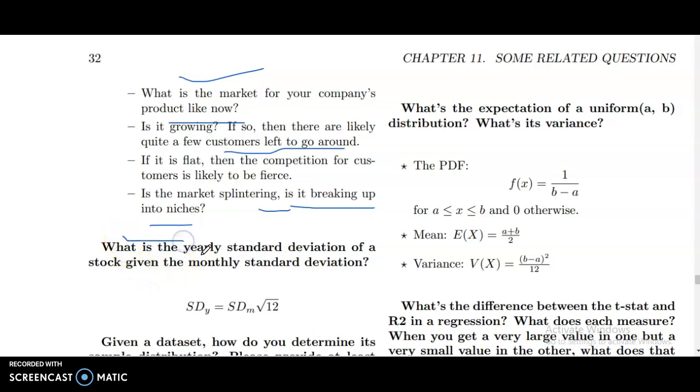What is the yearly standard deviation of a stock given monthly standard deviation? Standard deviation yearly equals standard deviation monthly times the root of 12.